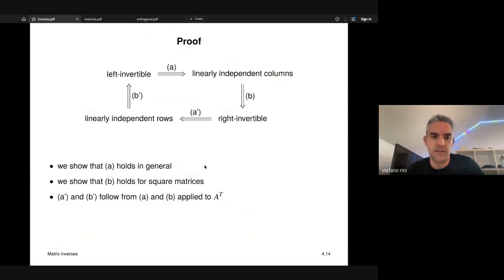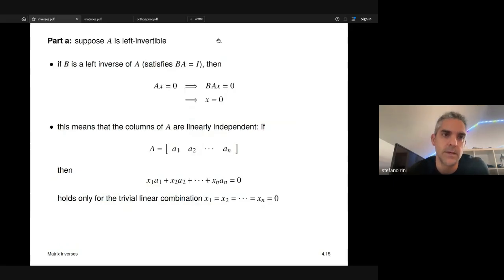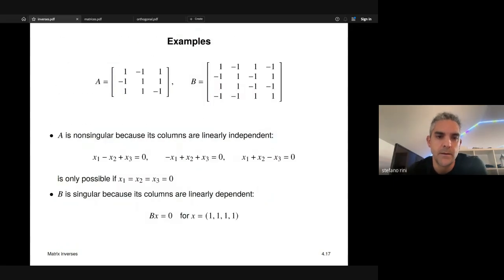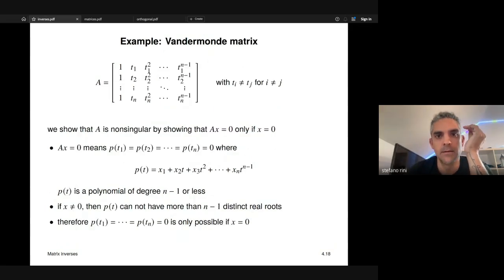So the proof is like this. We're not going to do it because this is for your own interest. So the proof follows this circular argument. I don't know if you guys have ever done it. Maybe you will do it in some other class, but anyway, we're not going to do it here. Some examples of linearly dependent and independent matrices.